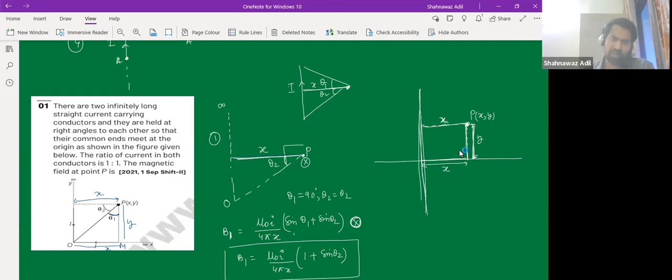So remember, we have to get this figure. Whatever the question is, we have to get this figure. If we have got this figure, then the answer is simple. Then we can put theta 1, theta 2, and then we can solve.